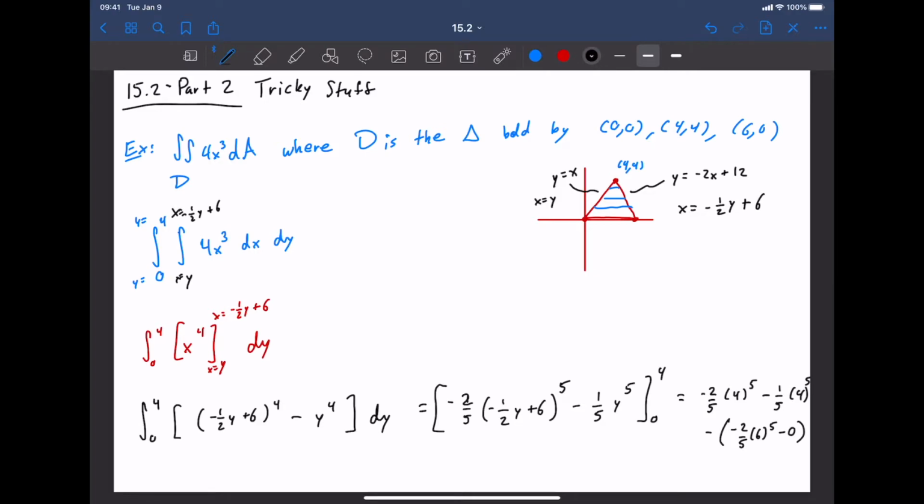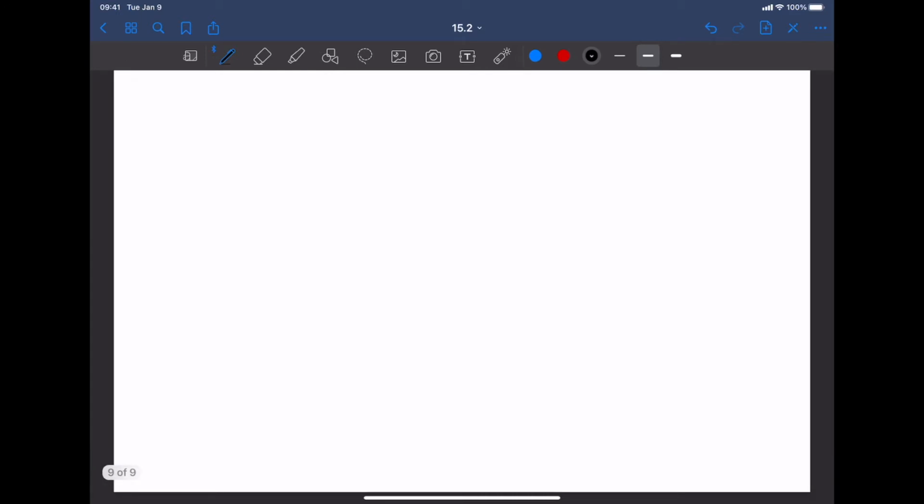A similar situation to all of this would be a problem like, find the volume of the tetrahedron. A tetrahedron is just a four-sided solid.